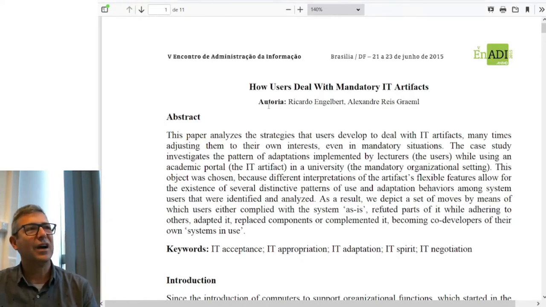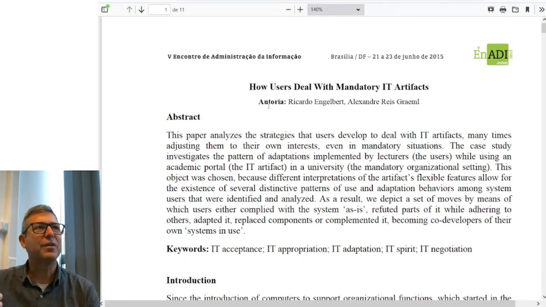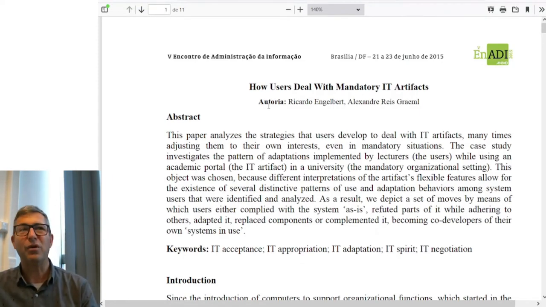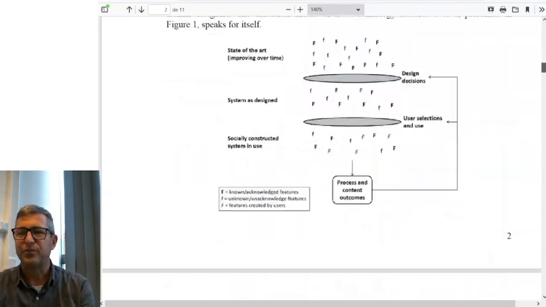So we started studying how professors used an information system that had been adopted. Someone had chosen to use that system in the university, and we wanted to know how that system was being accepted, or if it was being accepted by professors, if they were all using it, if they were not, if they were rebelling against it. And we noticed one interesting thing.